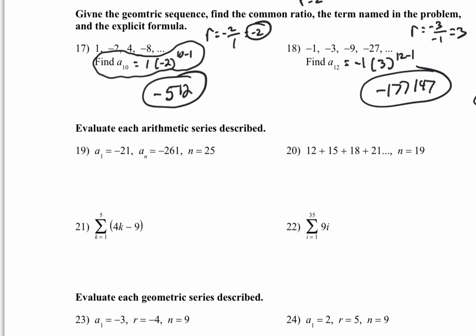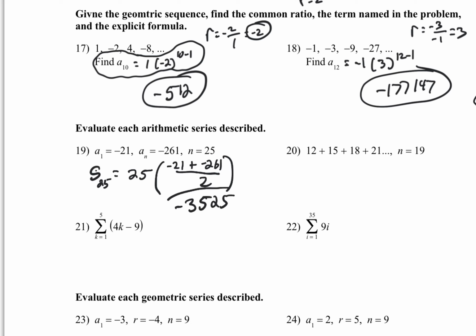Evaluate the arithmetic series. When you evaluate the arithmetic series, S of n, so S of 25, is going to equal our n value, 25, times our first term, negative 21, plus our nth term, which is negative 261, divided by 2. So make sure you follow order of operations. So negative 21 plus negative 261. Make sure you hit enter. Then divide that by 2, hit enter, and then times 25. Get negative 3,525.